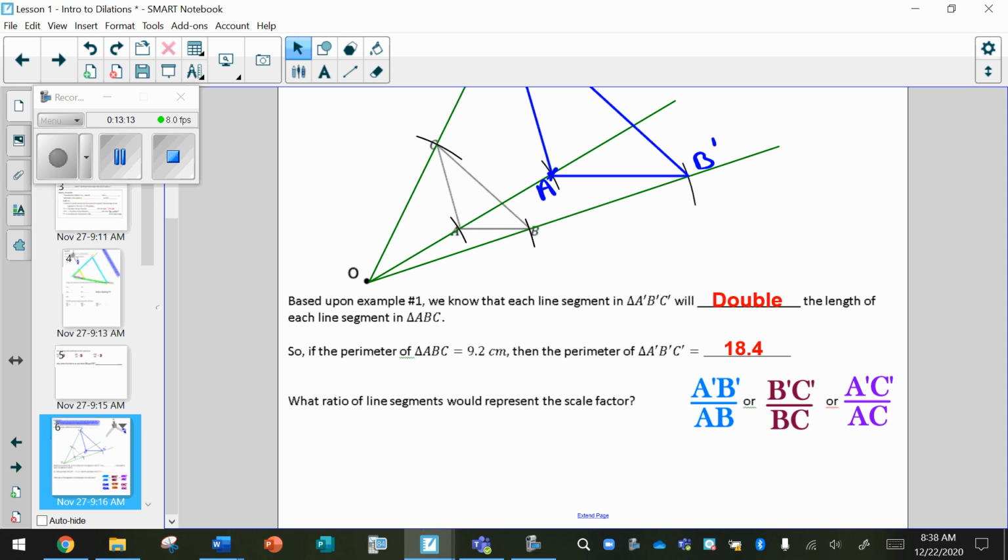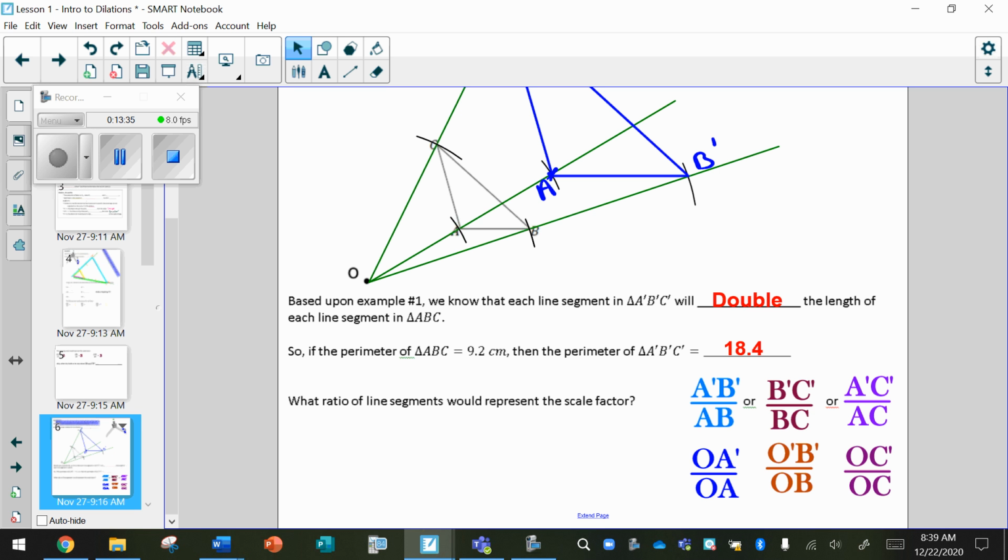We could also, as we discussed in the previous example, measure the lengths from the center of dilation to each vertex of the triangle. So OA prime to OA, or OB prime to OB, or OC prime to OC. Any of those comparisons will lead to the same scale factor of 2.